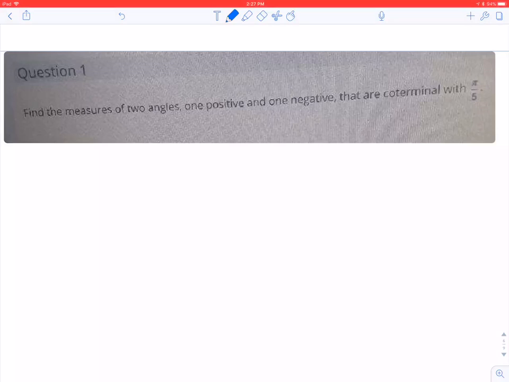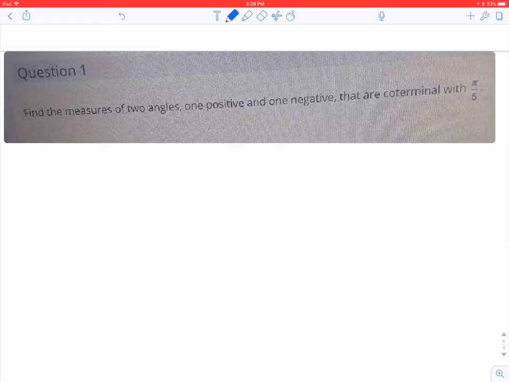It says, find the measures of two angles, one positive and one negative, that are coterminal with pi over 5. Two angles, one positive and one negative, that have the same end side as pi over 5.